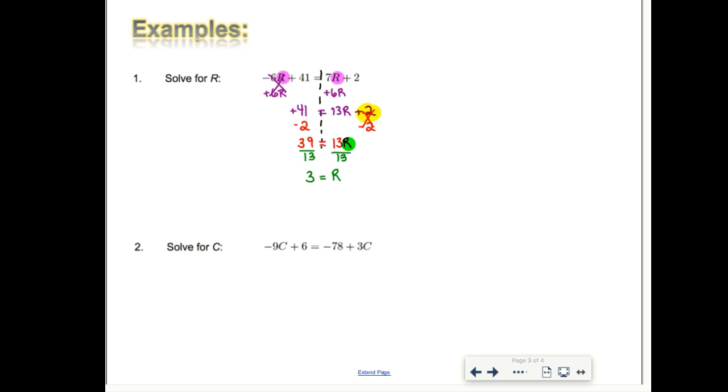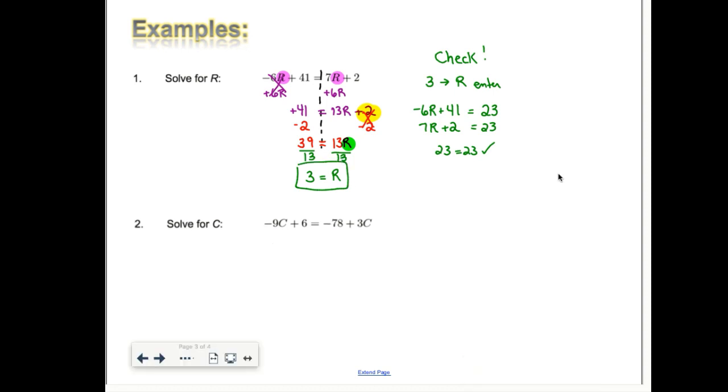So again, to remember how to do that, I'm going to write it here. You're going to do 3 store R, and then you're going to hit that enter. Don't forget to hit enter. And then you're going to type -6R plus 41, which is 23. Then you're going to type 7R plus 2. 7R plus 2 is going to give you a 23. So you get 23 equals 23. You know you did it right. 3 is equal to R is your answer.